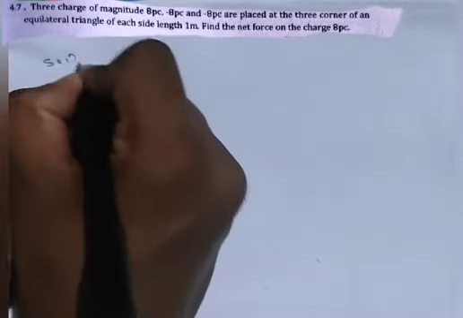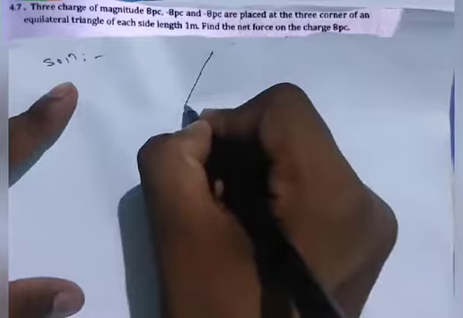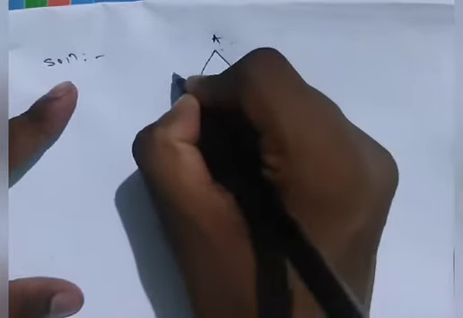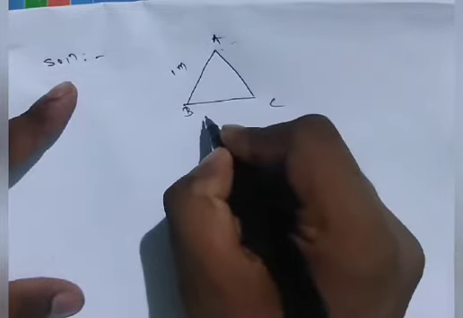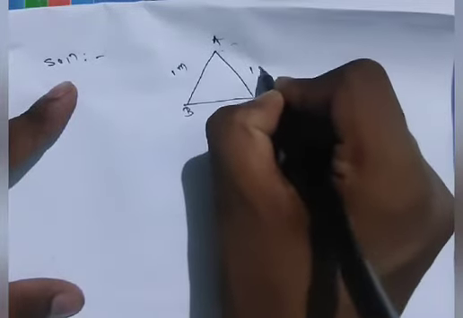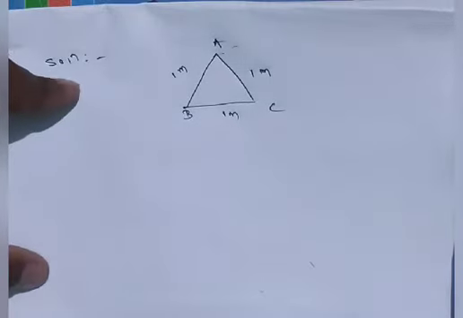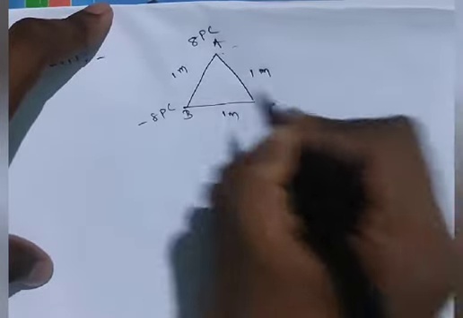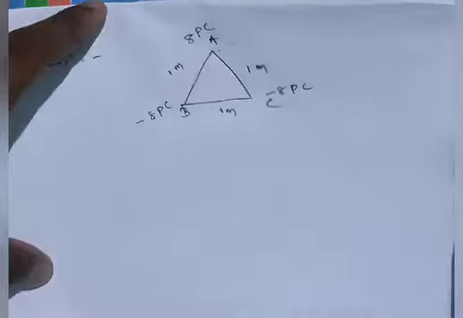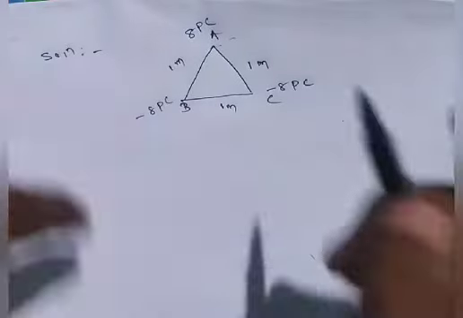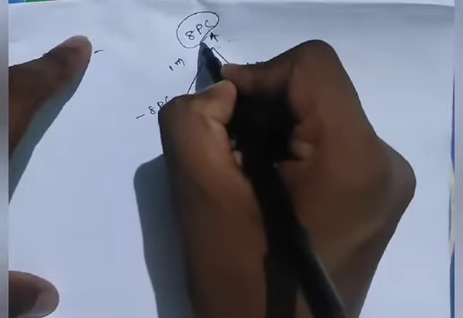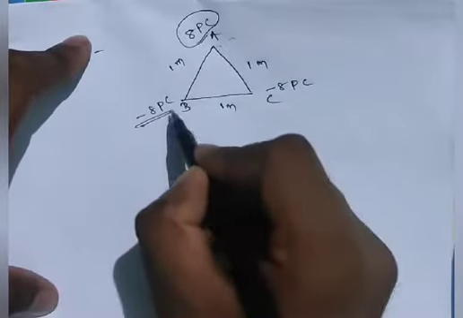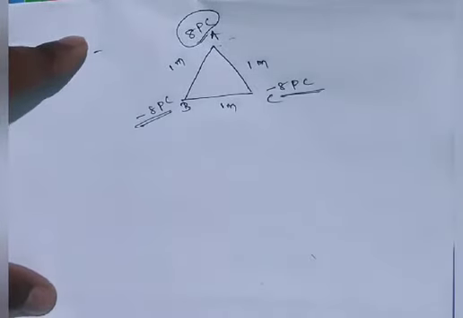So, solution. There is an equilateral triangle ABC with sides of length 1 meter, and 3 charges are placed at the 3 corners of this equilateral triangle. One is 8 picocoulomb, another is minus 8 picocoulomb and another is minus 8 picocoulomb. The question asks to find the resultant force on this charge 8 picocoulomb due to the other 2 charges, minus 8 picocoulomb and minus 8 picocoulomb.